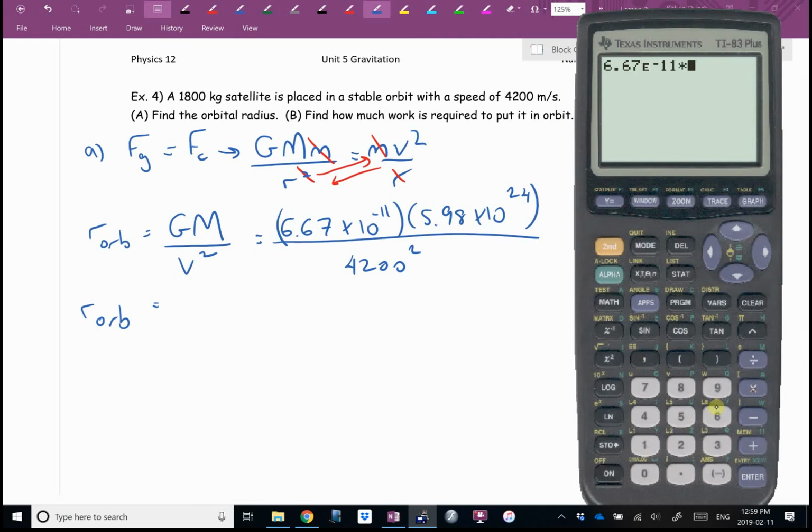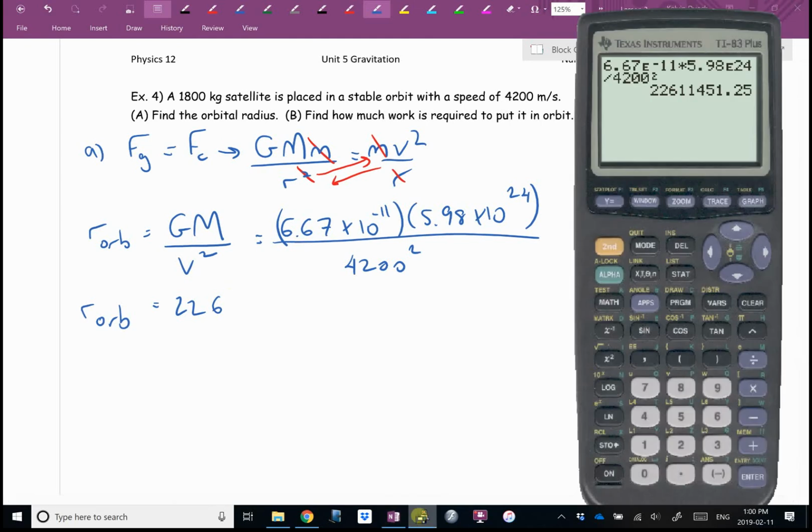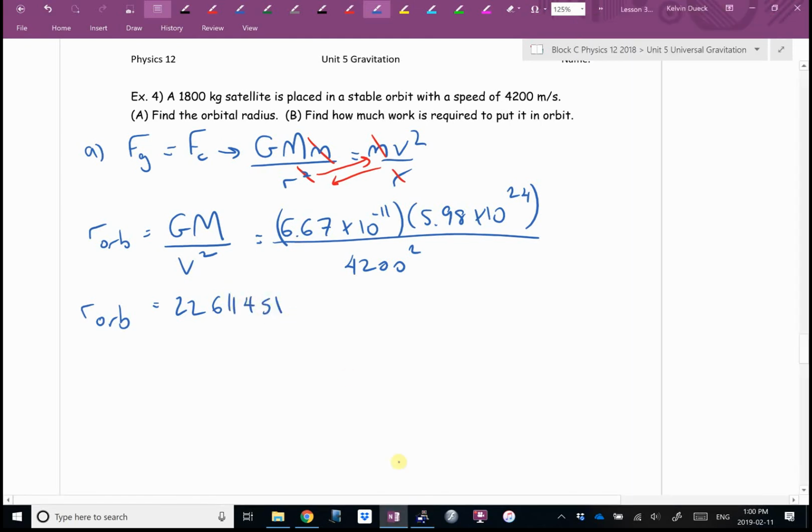And again, all of you want to practice these because the calculator work is pretty heavy duty. So you want to make sure you're getting the same thing as me. I got 22,611,451.25. I'm going to probably write down all of the non-decimals in case I'm going to use this. So I'm going to go 22,611,451. Mr. Dueck, is that right? And then, Gabe, I'll give it to, let's say, 3 sig figs, 2.26 times 10 to the 7 meters.